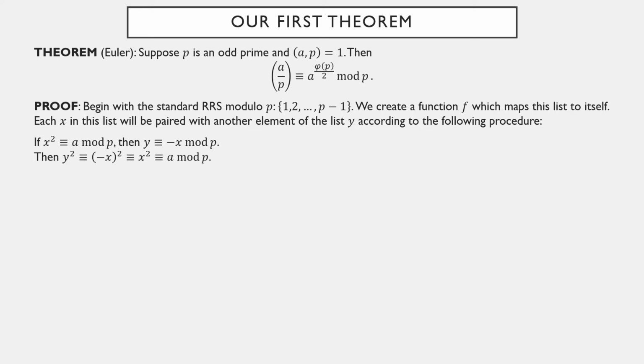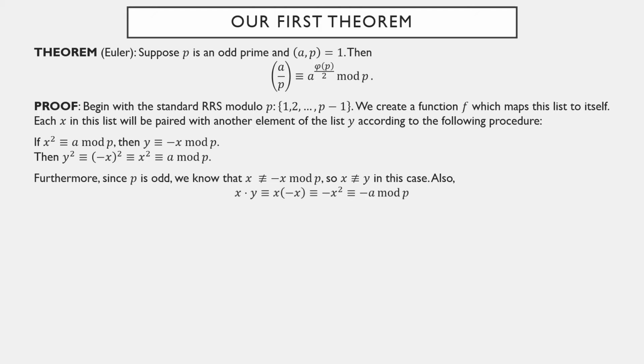So if x squared is equivalent to a, then f of x, which is y, also has square equivalent to a. And since p is odd, x is not the same thing as negative x modulo p. In other words, x is not the same thing as y. So I have in fact made a distinct pairing. x gets paired off with y, which is a different thing. And what's their product? Okay, I know x squared is equivalent to a, and I know y squared is equivalent to a, but what's x times y? Well, y was taken to be negative x, in which case the negative sign factors out and I get negative a.